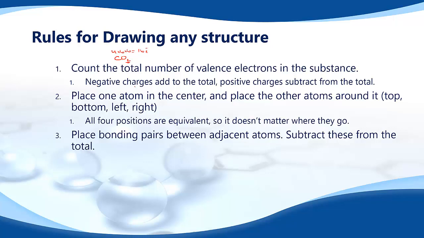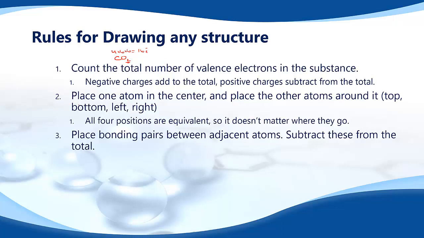If my charge is negative, I add that to the total. So if it was CO2 minus, for example, I put in 17. If it was CO2 plus, I'd subtract from the total and draw 15. Alright, so first thing you do is add up. This is the total number of electrons you can put in your structure.